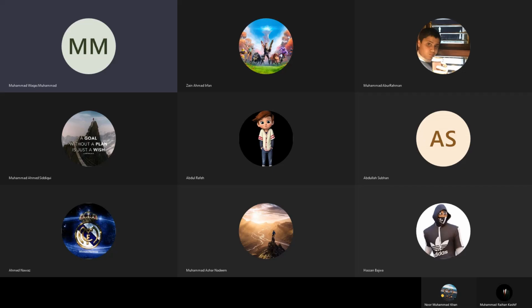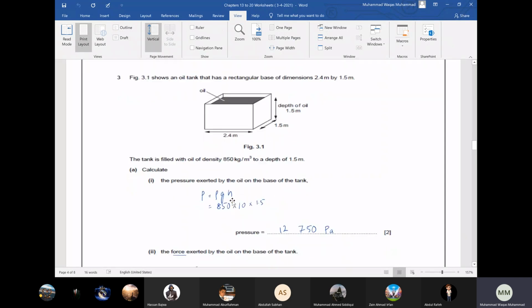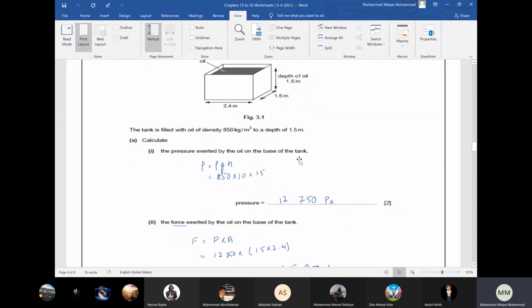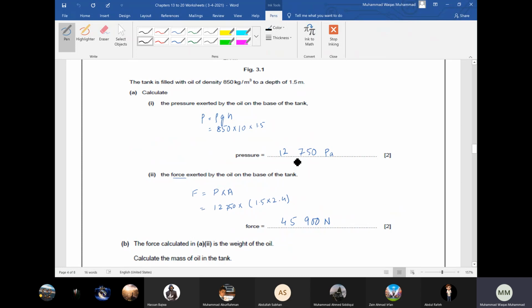We did part A and we found the pressure exerted by the oil on the base of the tank. We know that liquid pressure is found using the formula rho g h, or d g h: density times gravitational field strength times height or depth of the liquid, right? So we just calculated that, which turned out to be 12,750 pascals.